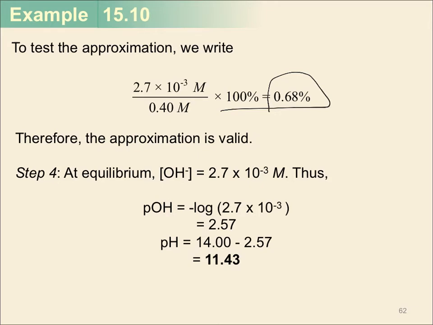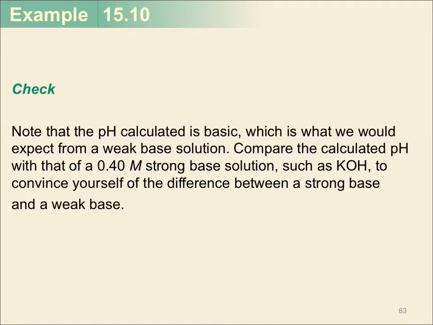Therefore, at equilibrium, the hydroxide ion concentration is 2.7 times 10 to the minus 3. And the pOH is 2.57, the negative log of the OH concentration. So the pH is 11.43. Note that the pH is basic, which would make sense because ammonia is a base.